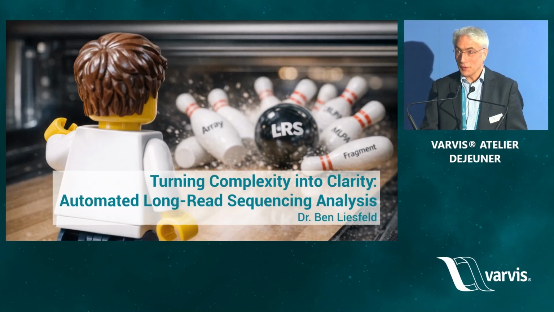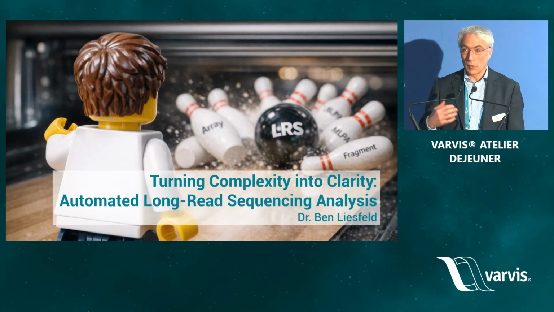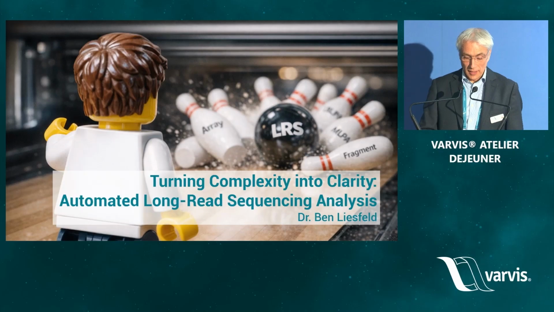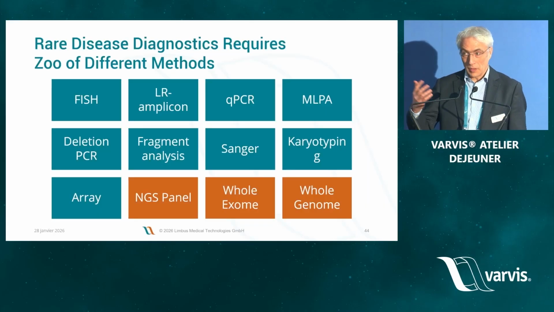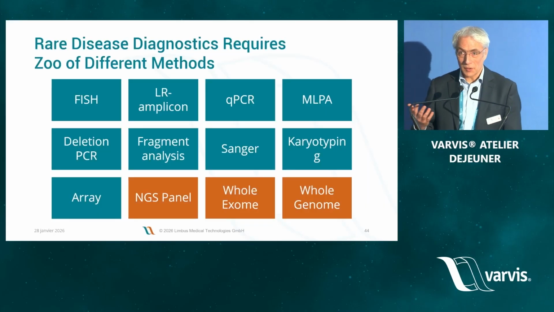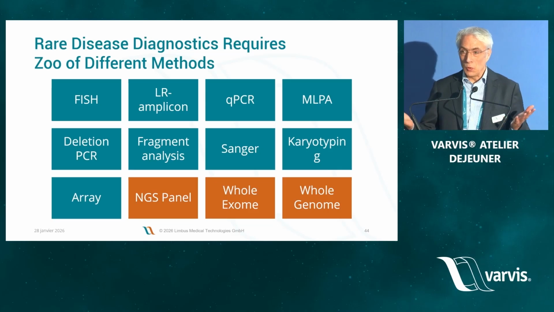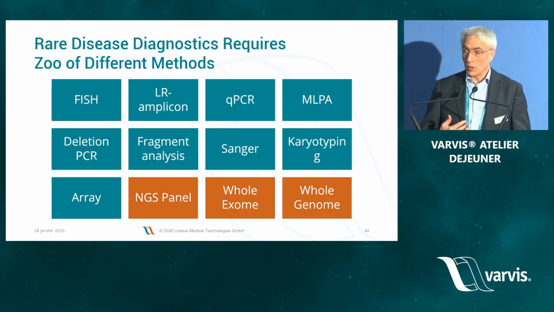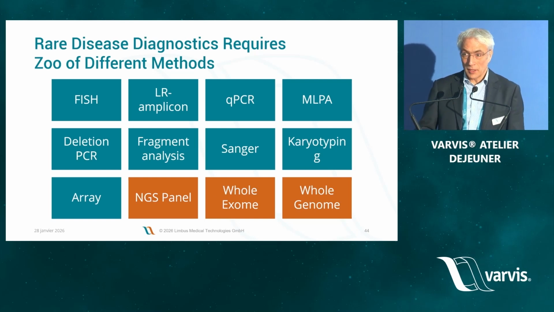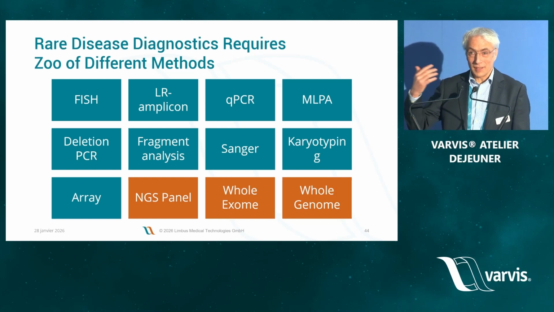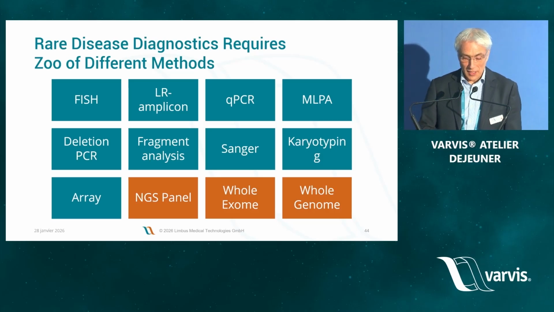I will spend the next 15 minutes to explore how we can use long-read sequencing to diagnose rare disease patients in routine diagnostics, and to improve and accelerate the diagnosis. If you're working in rare disease diagnostics, you know you need an entire zoo of methods to completely diagnose your patients, and even with that entire zoo, you're not achieving a diagnostic rate higher than 50%.